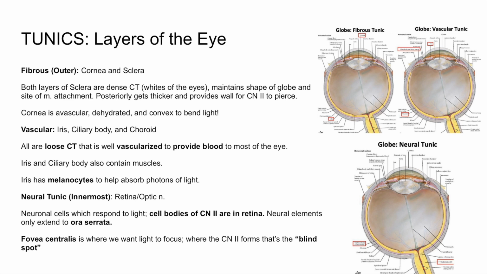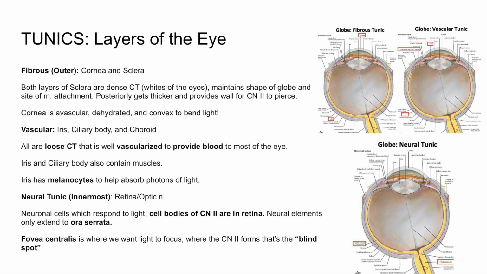It is avascular, meaning it has no blood vessels, and is kept relatively dehydrated to maintain transparency. Its convex shape is critical because it bends or refracts incoming light, making it one of those main contributions to focusing light onto the retina.